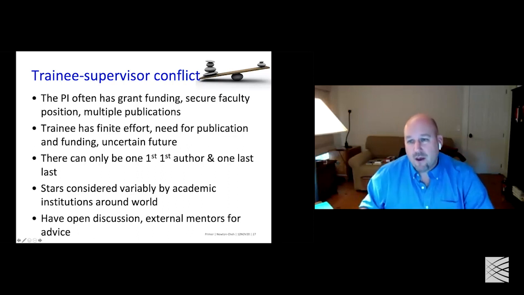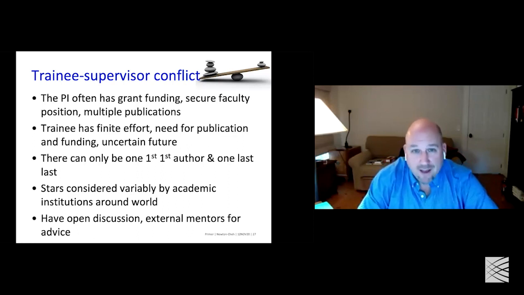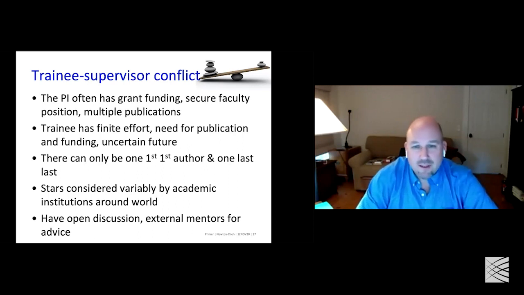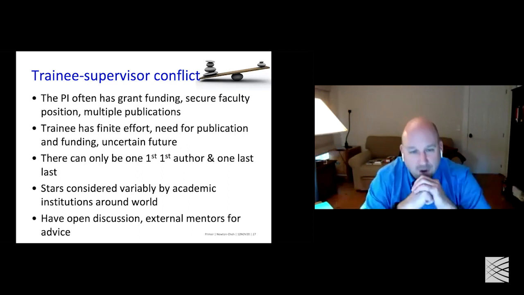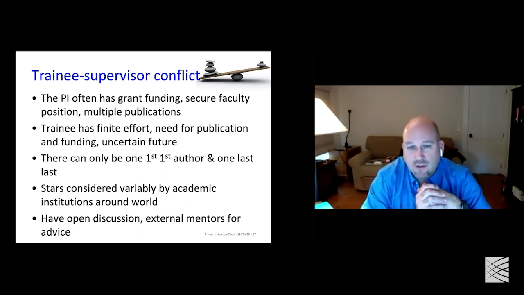The PI often has grant funding, has a secure faculty position and multiple publications with prominent authorship, whereas the trainee has finite effort, has a need for publication and funding, and has uncertainty about their future. So they have really different incentives. And there can only be one first author and one last author, even if all the stars are supposed to distribute that effort, and different institutions consider stars variably around the world.